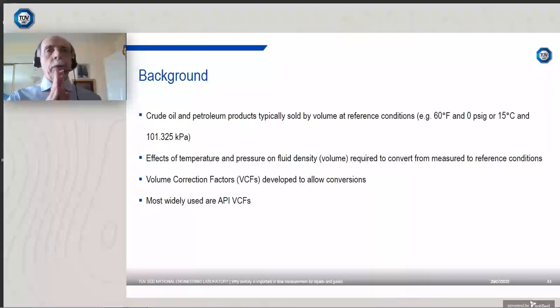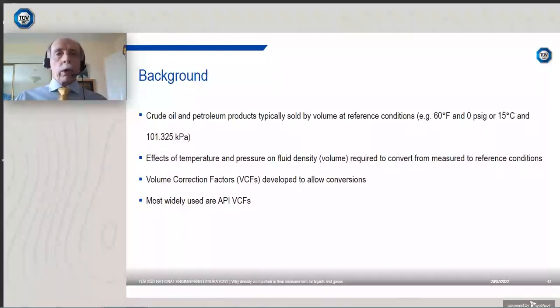So for the first part, I'm going to focus on crude oil and petroleum products. These are typically sold by volume at reference conditions, which will either be 60 Fahrenheit, 0 psi gauge for imperial units, or 15 Celsius and 101.325 kilopascal. So the effects of temperature and pressure on the fluid density, the volume, are required to convert from measured to reference conditions. And this is done using volume correction factors, the most widely used of which are the ones developed by the American Petroleum Institute.